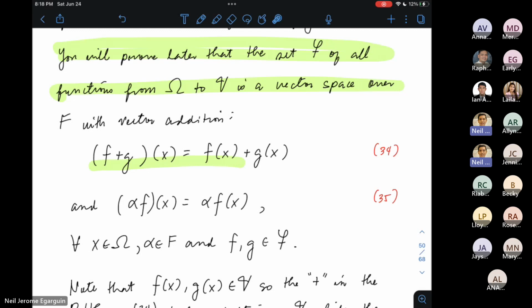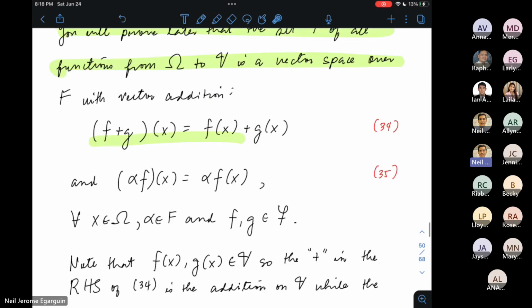Alright? Medyo may konting abuse of notation dito. Yung addition dito ay addition of functions. Ito ay addition of function values. Right? So yung function f plus function g ay equal sa function na ang ginagawa ay pinag-add lang yung function value under f at function value under g ni x. Alright?